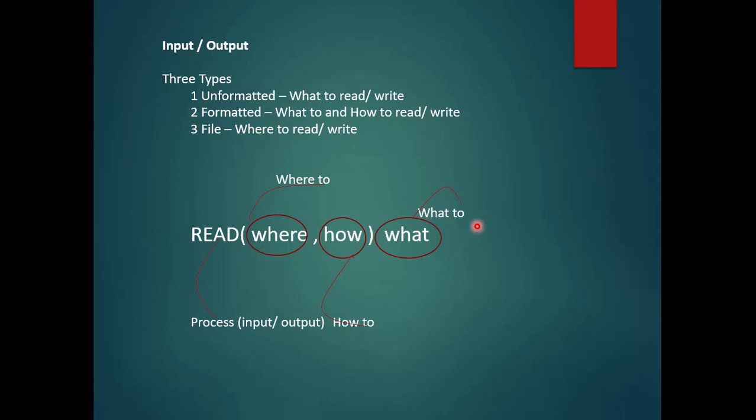So in this video, we will be looking at what an unformatted input or output statement is, which is very important because we have already gone through different programs in which we checked what the statement for input or output is. So this is what we will see here. Input and output: there are three types. The first is unformatted, the second is formatted, and the third is file.